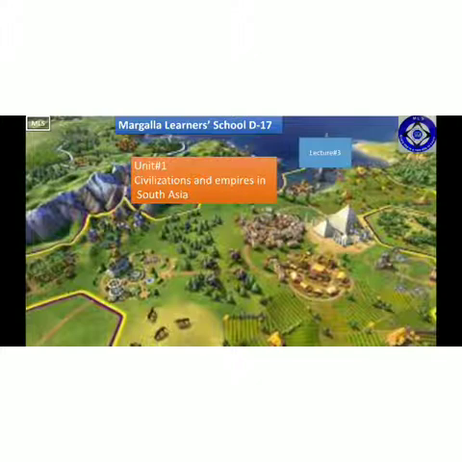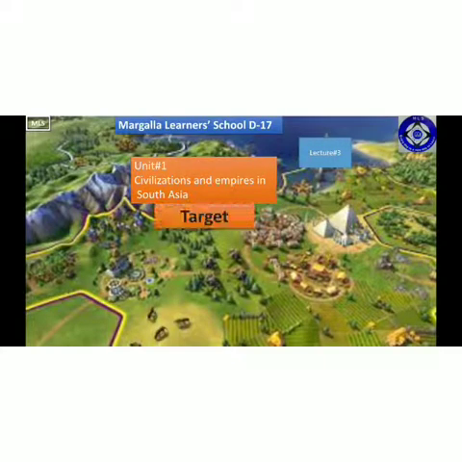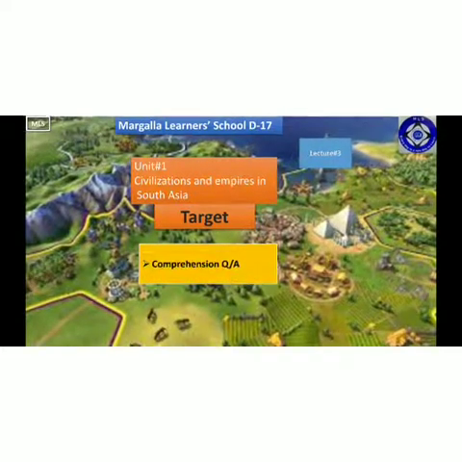While in today's lecture, my dear students, we would be doing a comprehension activity regarding questions and answers of this chapter. That is our today's target. And the very first question for today is: why was the subcontinent a suitable place for settlement? Let's revise what we learned in the previous lecture.